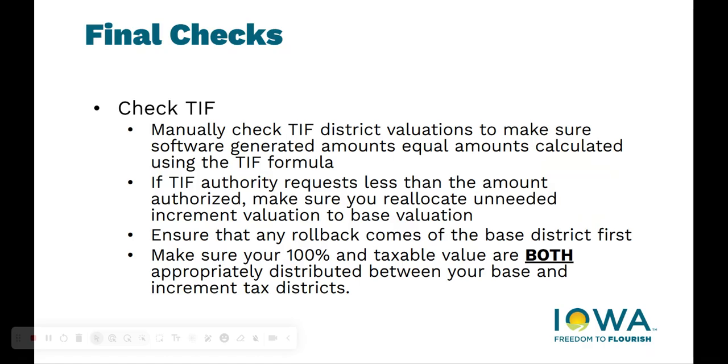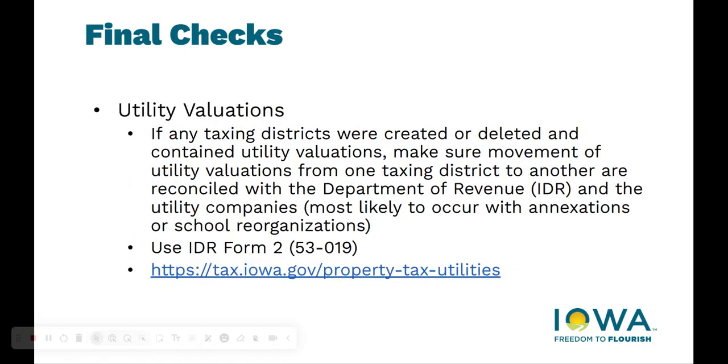If a TIF authority requests less than the amount authorized, make sure that you reallocate any unneeded increment value to the base value. So to the associated base district, to that increment district in that valuation year. Ensure that any assessment limitation or rollback comes off of the base district first, and make sure that your 100% and taxable value are both appropriately distributed between your base and increment tax districts.